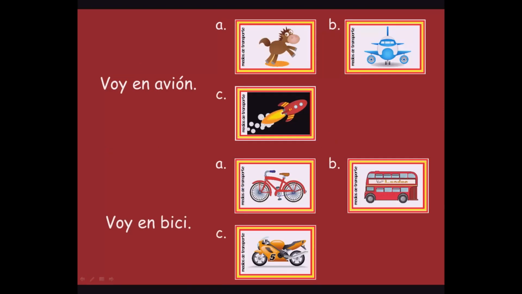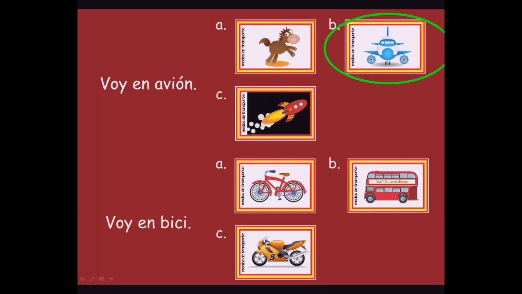Let's make it a bit more tricky. You've got 3 to choose from this time. The first one says, voy en avión. Voy en avión. Will it be A, B, or C? Point to the right one. You've got it. It's picture B.